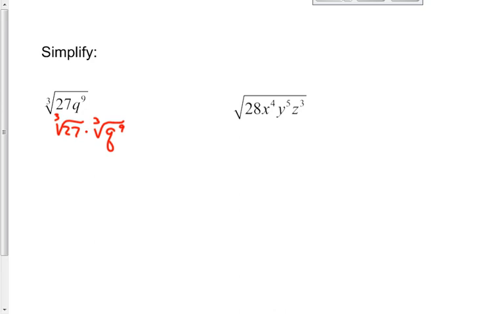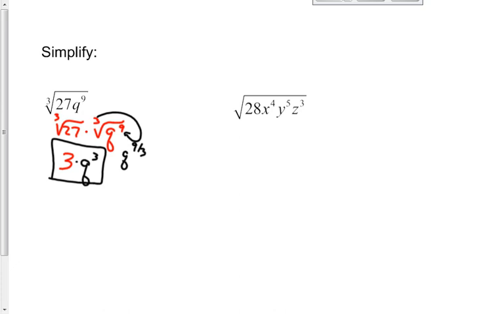Cube root of 27 is doable. That's 3. Cube root of q to the 9th. Just remember where this index goes. This index, remember, is the bottom of a fraction. So this really looks like q raised to the 9/3. Since that is reducible, I can write it that way and reduce. Q to the 3rd power. Done. I simplified my radical.